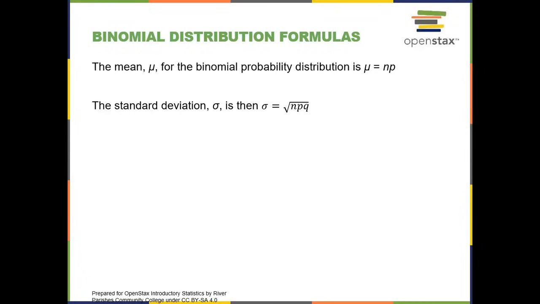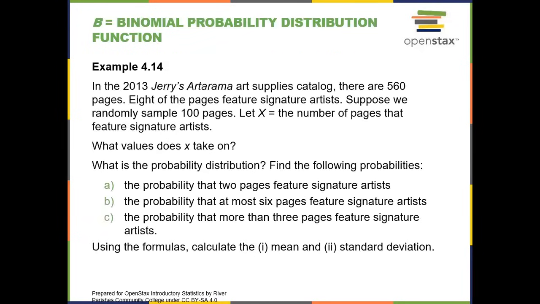The mean of a binomial distribution is given by n times p. The standard deviation sigma is then given by sigma equals the square root of n times p times q.